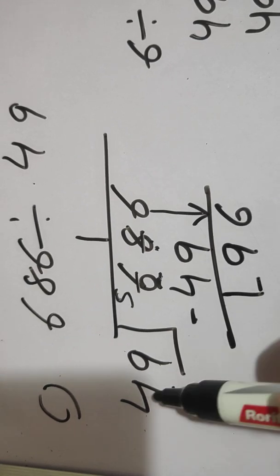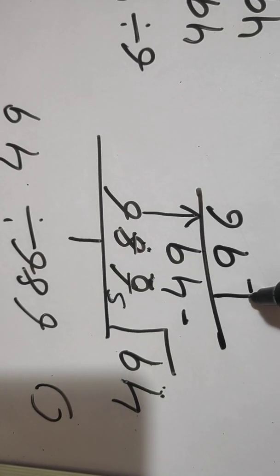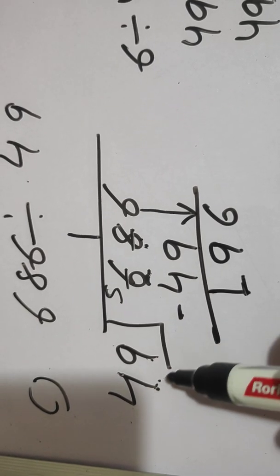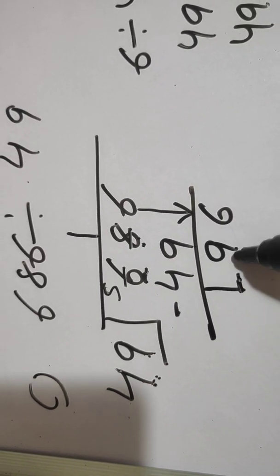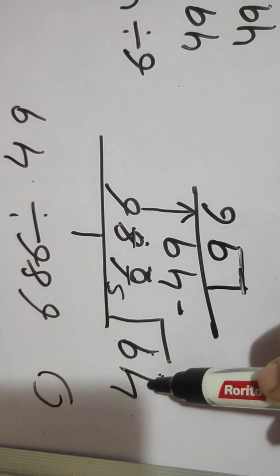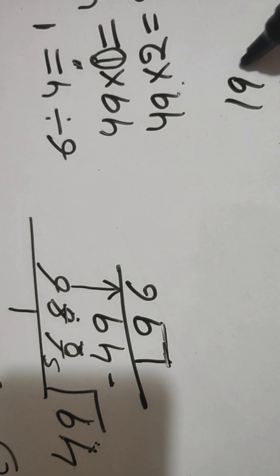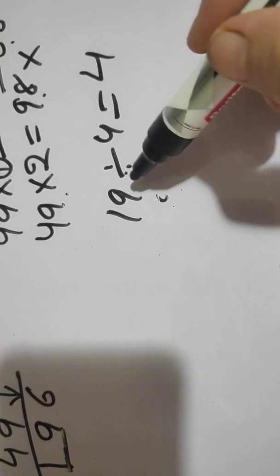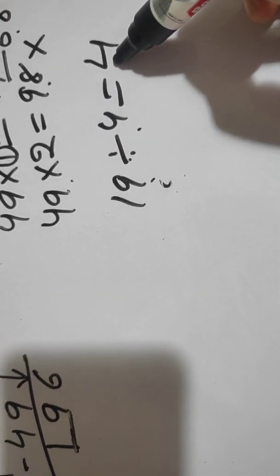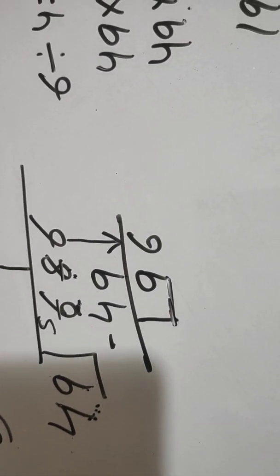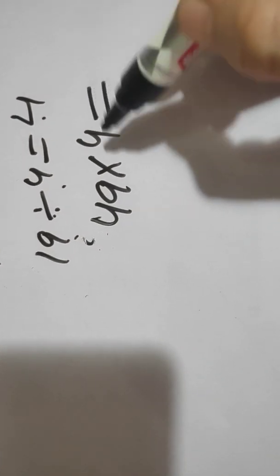196, same trick. Here we can't take one digit because 1 is smaller than this. We will try to take 2 digits and divide it by 4. 19 divided by 4. 4 4s are 16, 4 5s are 20. So our rough idea is the table goes on 4. So we will multiply 49 by 4 and we check.